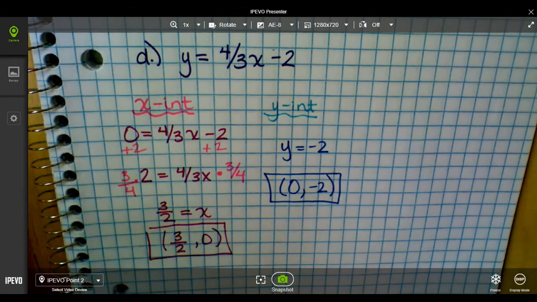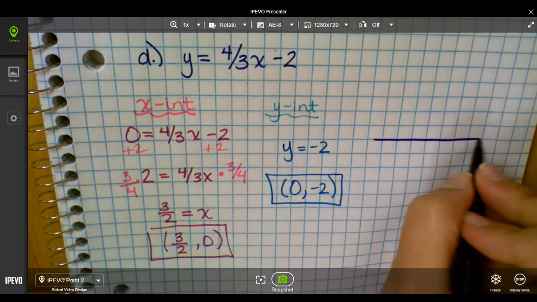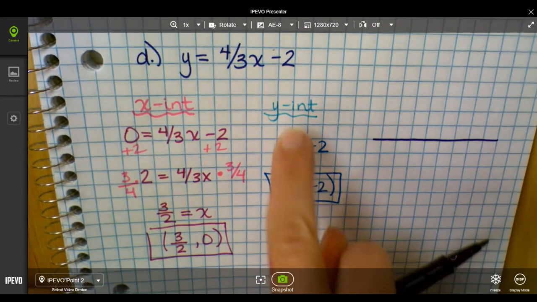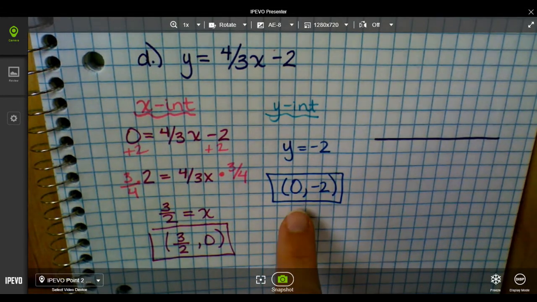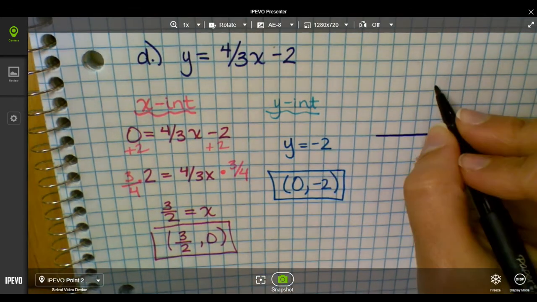And beware of that when I give you a test or quiz. If I ask you what your y-intercept is, and you put just negative 2, it's going to be marked wrong. If I ask you for your y-intercept, I want 0, negative 2. I have to have a point.